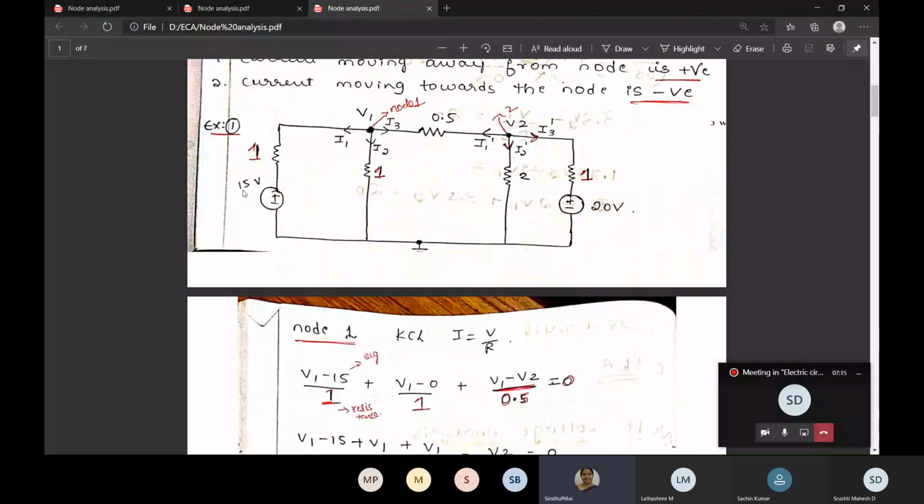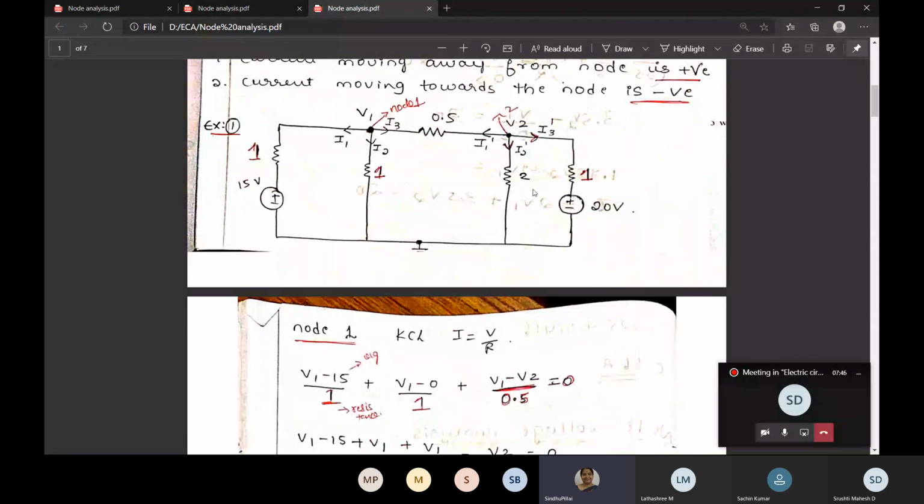Here near the 15 volt source we have a 1 ohm resistor in series, but this is not a node because there are no two branches here. If you have two or more branches, then only we call it a node. So in this network we have two nodes. After identifying the nodes, name them V1 and V2. First we'll take node 1, which we call V1. And how many branches does this node have? This node has 3 branches.